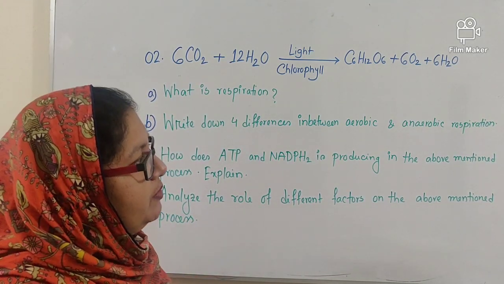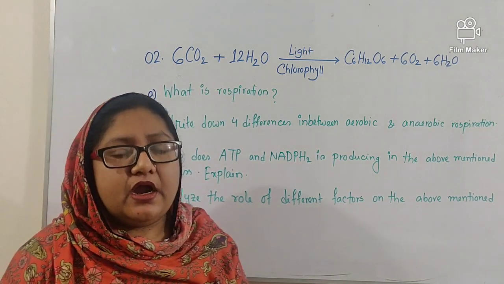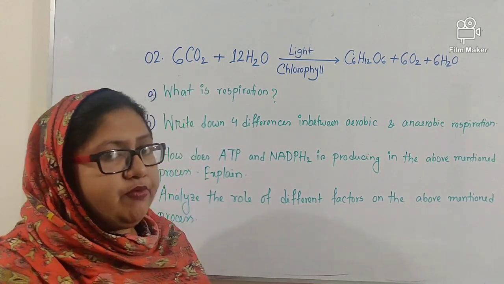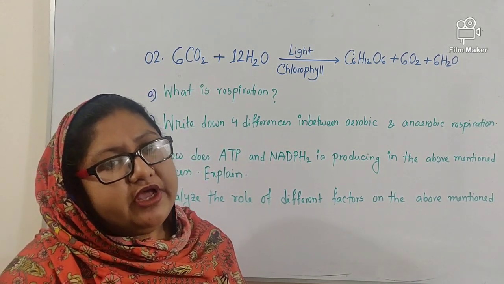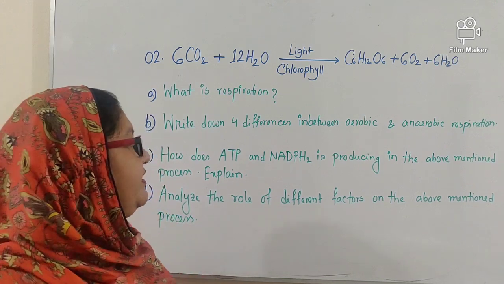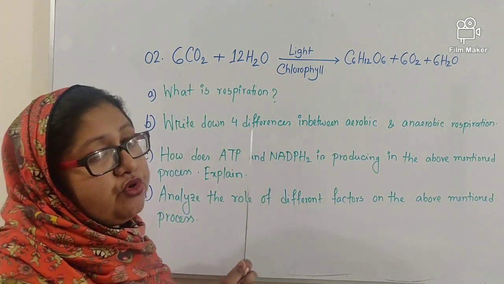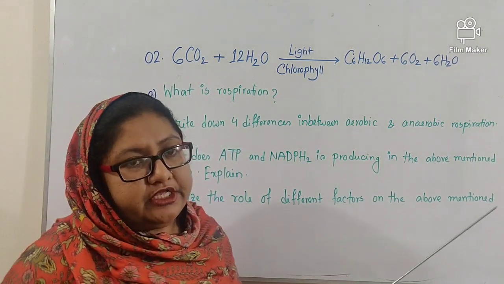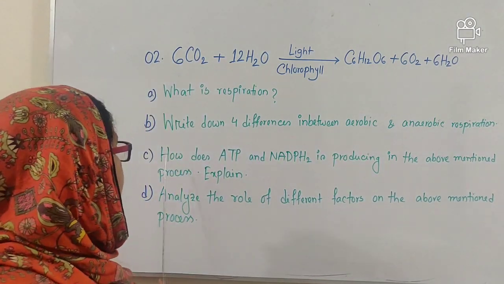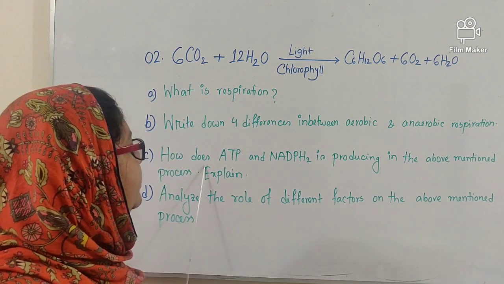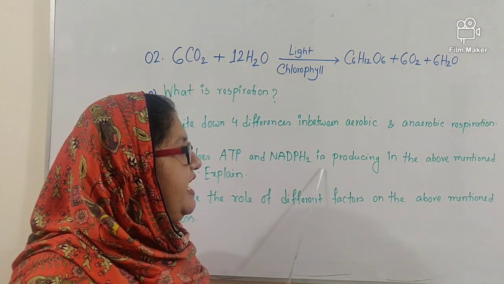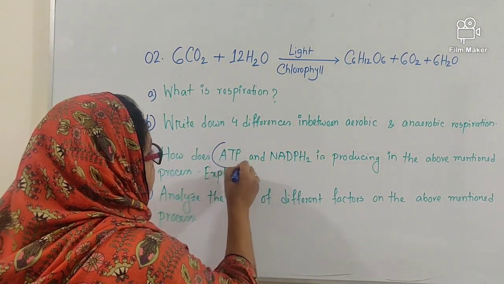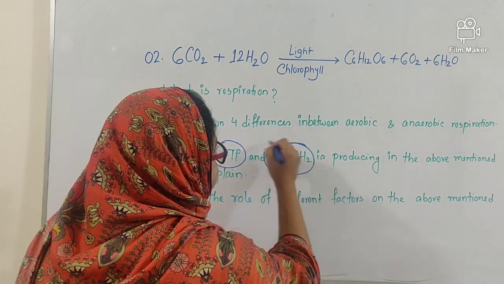But in case of anaerobic respiration, the products are either 2 molecules of ethanol and 2 molecules of carbon dioxide, or 2 molecules of lactic acid. So my dear students, these are the 4 differences between aerobic and anaerobic respiration. Now, question number C. How do ATP and NADPH2 get produced in the above mentioned process? You can see ATP and NADPH2.